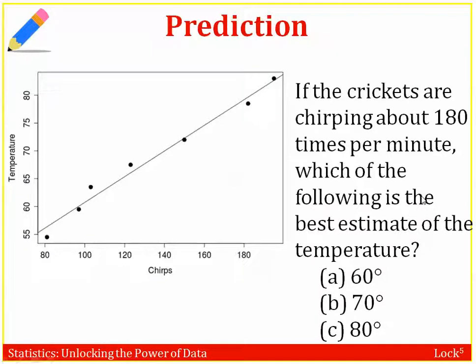So, give yourself a little quiz. If the crickets are chirping 180 times per minute, it seems like the only possible response would be 80 degrees. A little bit below 80 degrees, it looks like.